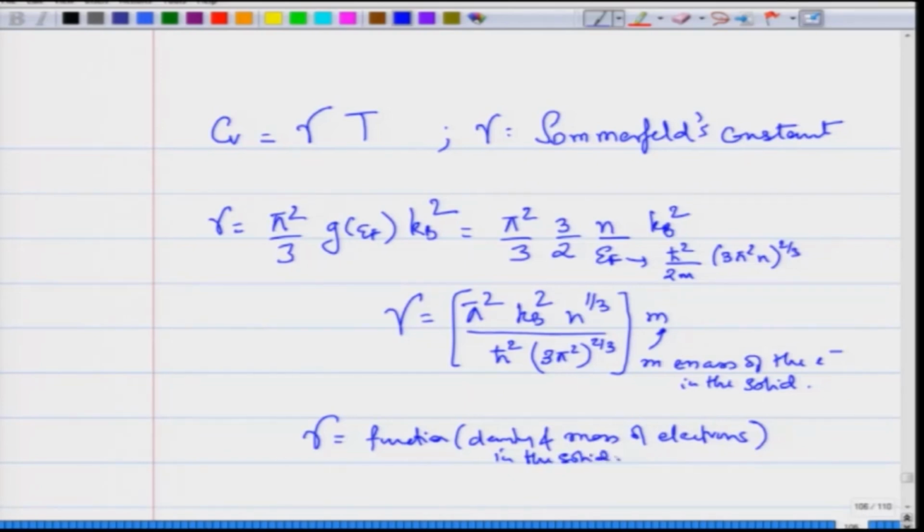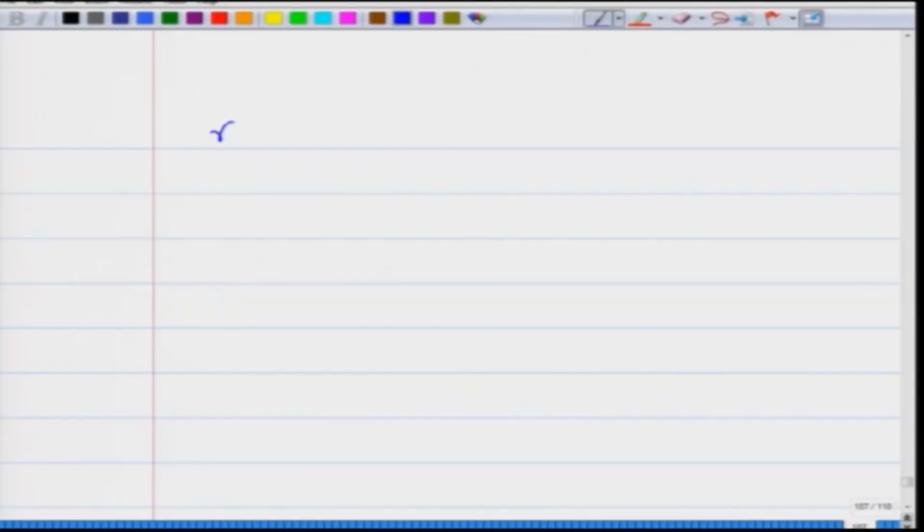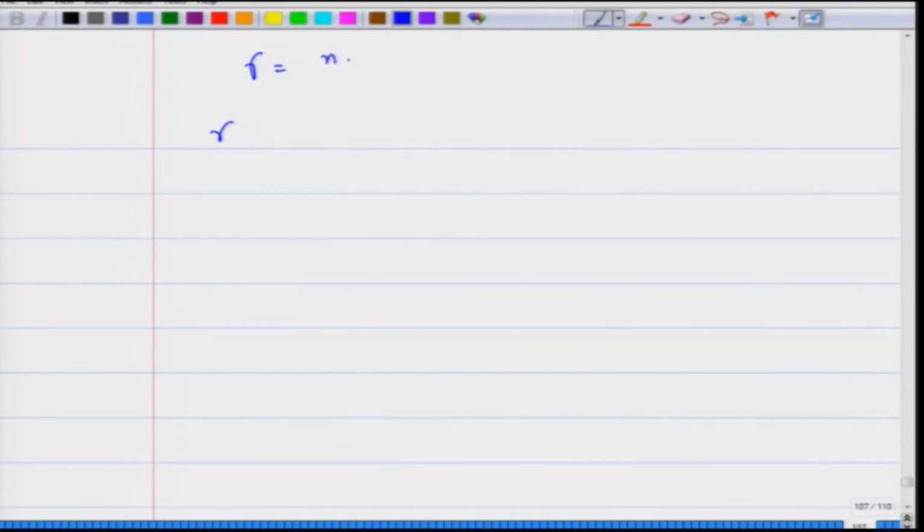So, what you can do is actually calculate the Sommerfeld's constant. You can find out its value for different metals, because you know that gamma is a function of the density of electrons and the mass of the electrons, and for mass you just use the bare mass of electrons. Whatever is the bare mass of the free electrons, you can use that to calculate the Sommerfeld's constant. For different materials you can find its value in millijoules per mole per Kelvin square.